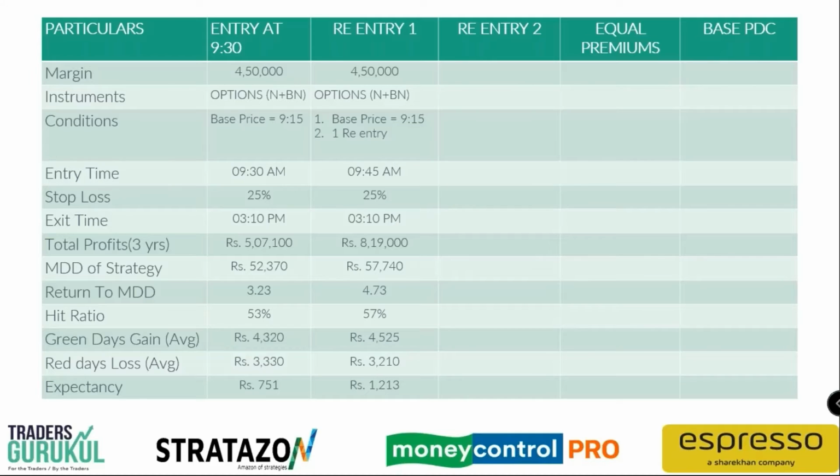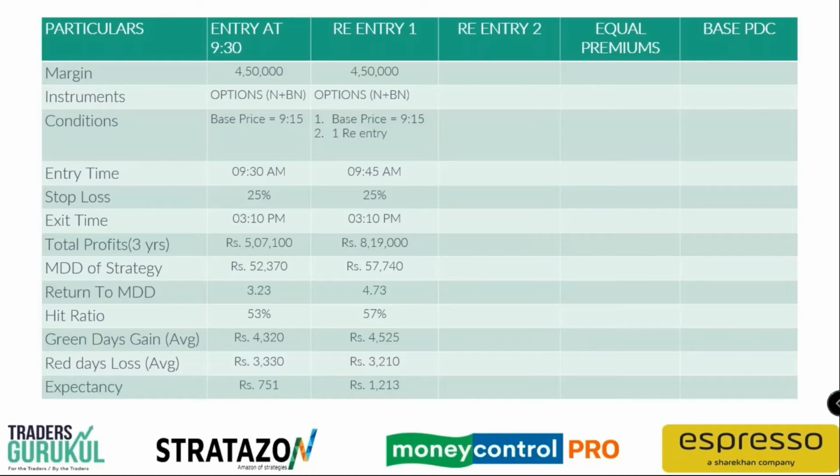Entry time is 9:45. Stop loss is the same. The total profit is around 8,19,000. If I take one re-entry after hitting one stop loss, I am entering that instrument once again when it reaches my original price. So it is increasing my profit by around 18,000, that is, in 3 years, 18,000.